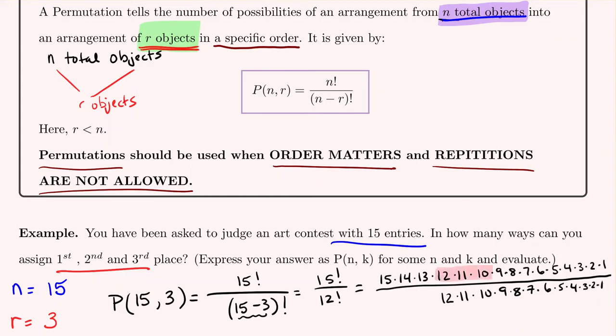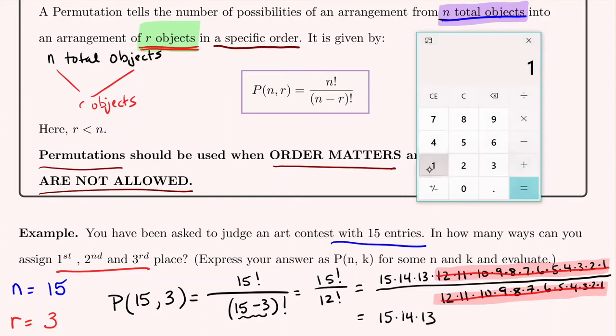And then what do we notice about this divided by this? It's the exact same thing, and we know in a fraction if you've got the exact same thing above, the exact same thing below, and it's only multiplication in between, then those will cancel, and this will become just 15 times 14 times 13, which is 2,730.